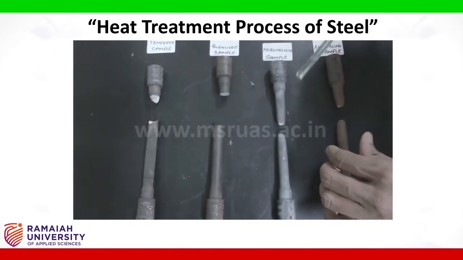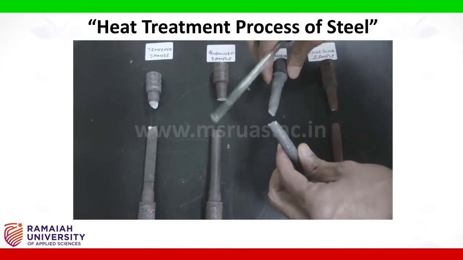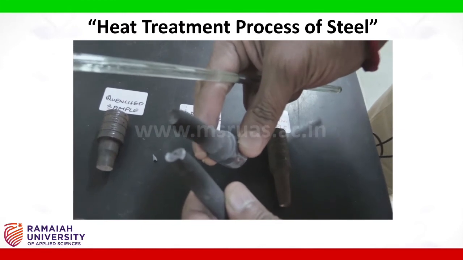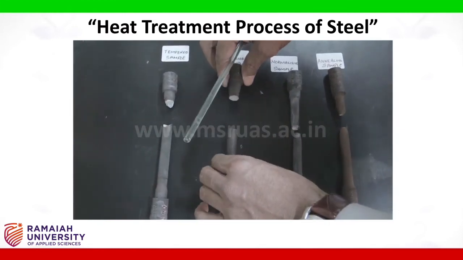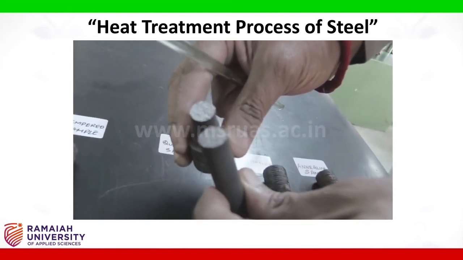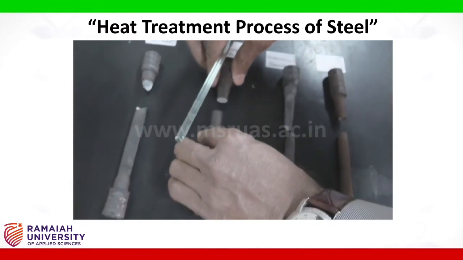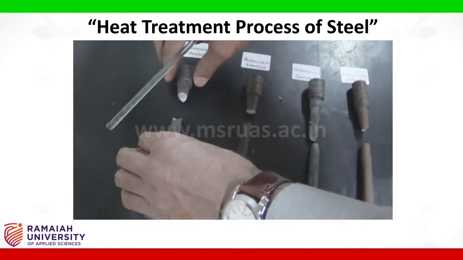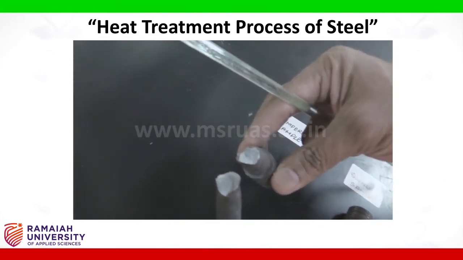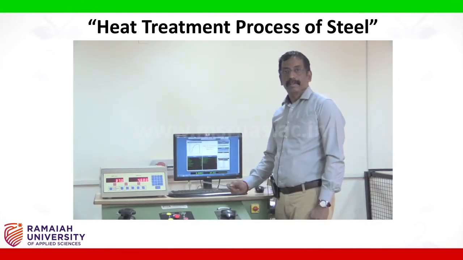Similarly, the test has been carried out on the normalized sample. You can see the fracture area. Next you have got the quenched sample, and this is the fracture area. The material has become hard and brittle. Finally, the tempered sample. The material has attained toughness. This completes the experiment. Thank you.